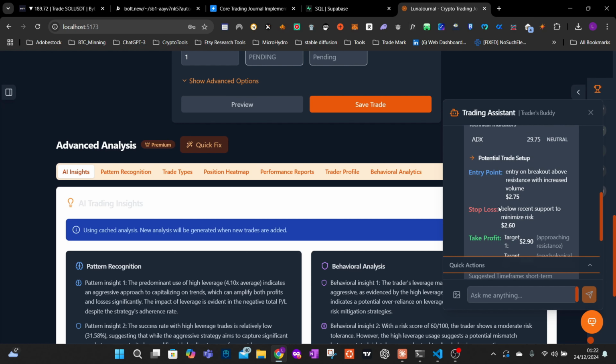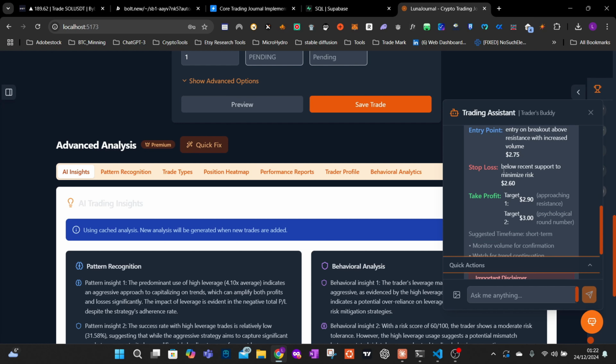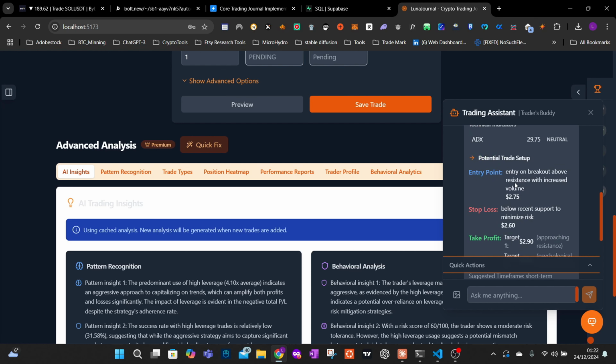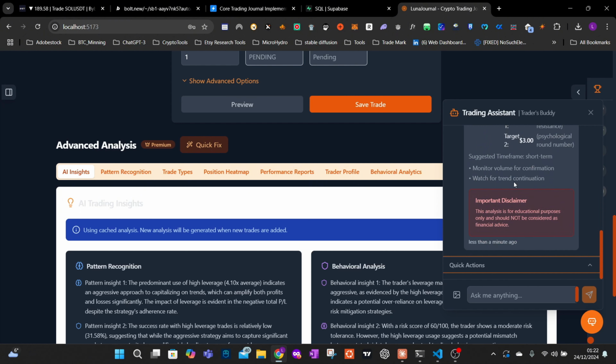Then, like I said before, I wasn't sure if I wanted to give some potential setups, but for now, it does provide some potential setups which I still need to fine tune. It gives you an entry point, a stop loss, and take profit targets. It can go short or long. If there are no setups, it will say there are no setups.